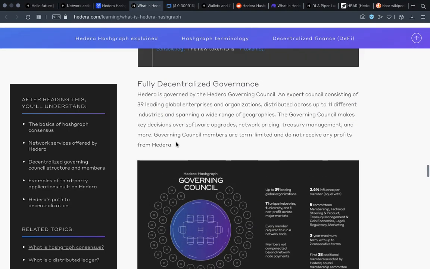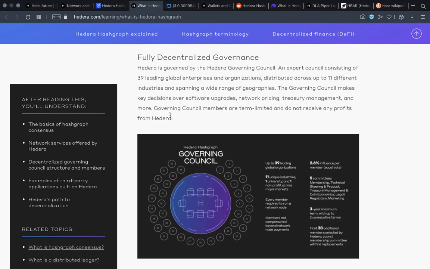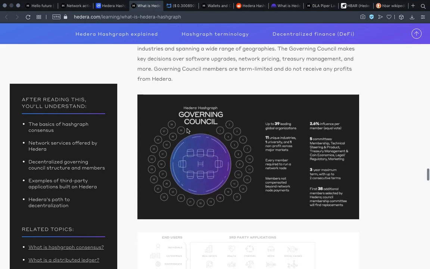Fully decentralized governance. Hedera is governed by the Hedera Governing Council, an expert council consisting of 39 leading global enterprises and organizations, distributed across up to 11 different industries and spanning a wide range of geographies. The Governing Council makes key decisions over software upgrades, network pricing, treasury management, and more. Governing Council members are term limited and do not receive any profits from Hedera.